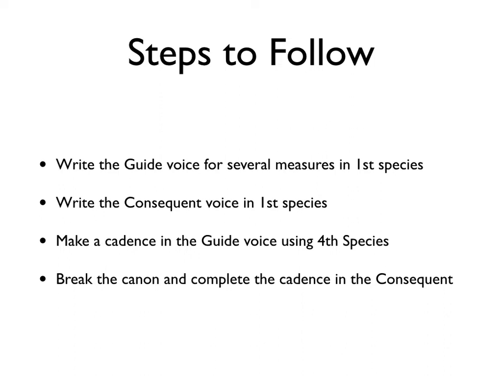This is a framework that I think you will find useful. Start by writing the guide voice for several measures in first species. You'll generally be given a number of measures, or whole notes, that your guide voice should last. No cadence as of yet, just write it out to a certain point. Then, once you've got that down, you write the consequent voice in first species. That's fairly easy. You just take the guide voice, put it up a fifth, and move it over by a whole note.